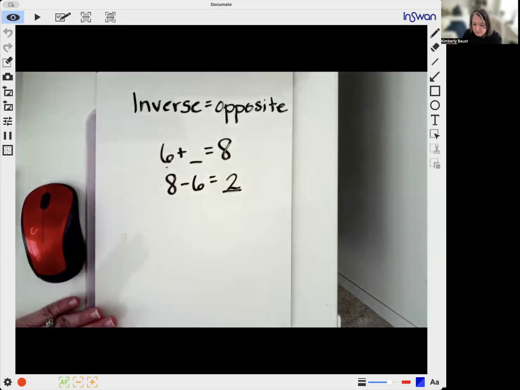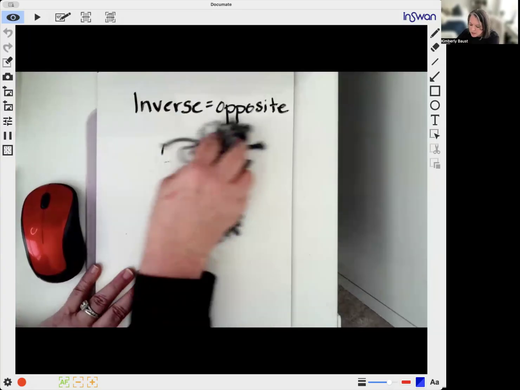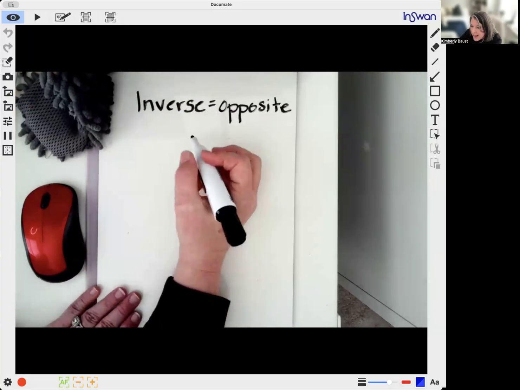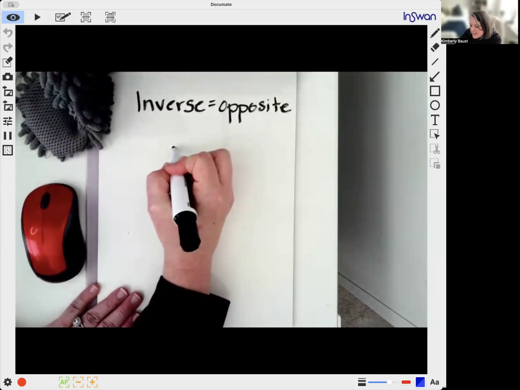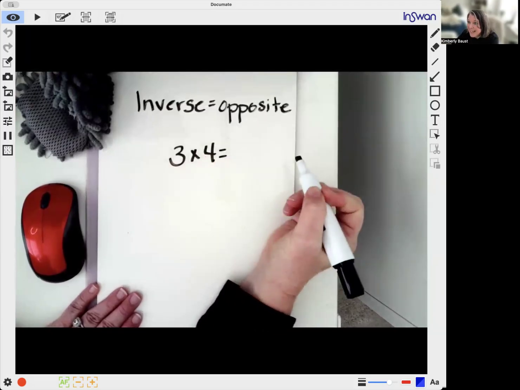Now let's bump it up. It's not going to be scary. Now that you know what it is, it's not scary at all, right? Okay. Now, if I said, what is the inverse operation to multiplication?